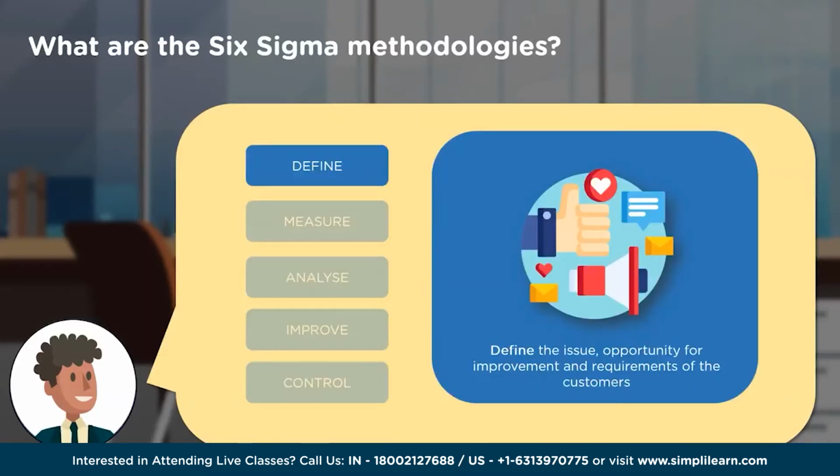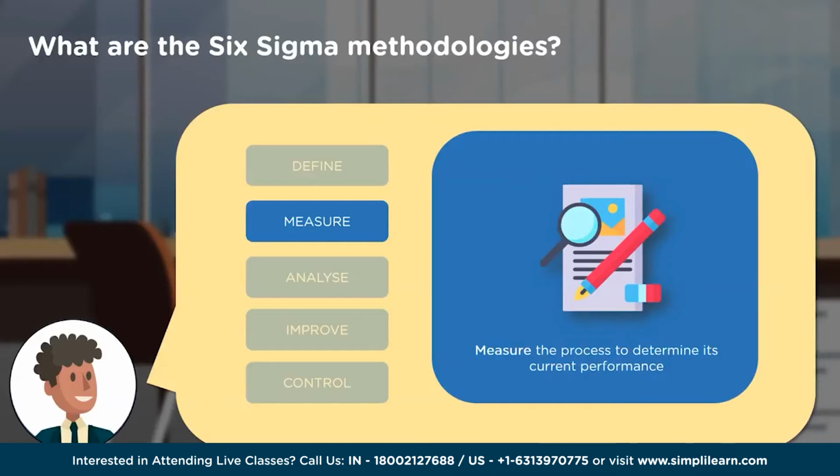Now let's have a look at the process. First phase is the define phase. In this phase, you define the problem that the customers are facing, you find out where you can improve, and you clearly understand what the customers require of you. The second phase is the measure phase. Now in this phase, you actually identify how well the process is doing in its current unaltered state.